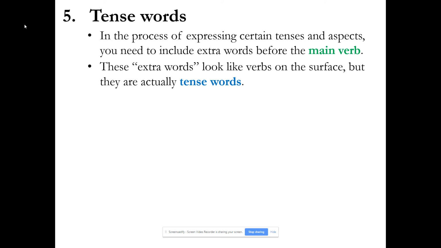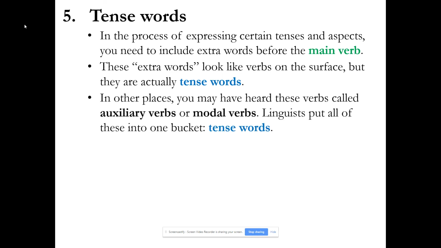So these extra words you have to add are, we're going to call them tense words, right? They look like regular verbs on the surface, but they're not regular verbs. They're tense words. In other places, you might have heard tense words being called auxiliary verbs, or helping verbs, or modal verbs, right? Those extra divisions do matter, and grammarians like to talk about those. But for now, I want you to understand them as all being in the bucket of tense words.